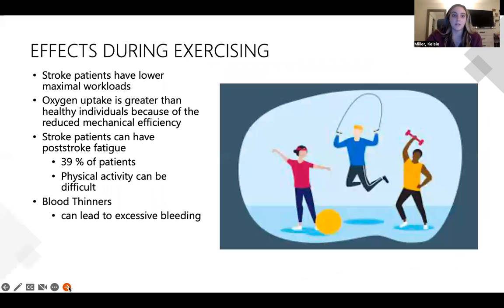Effects during exercise. Stroke patients have lower maximum workloads, and oxygen uptake is greater than in healthy individuals because of the reduced mechanical efficiency. Stroke patients can have post-stroke fatigue, and this happens in 39% of the patients who have had strokes. This makes physical activity very difficult because they become tired very fast. Blood thinners are also something to watch out for if your patient is taking them because they can lead to excessive bleeding.